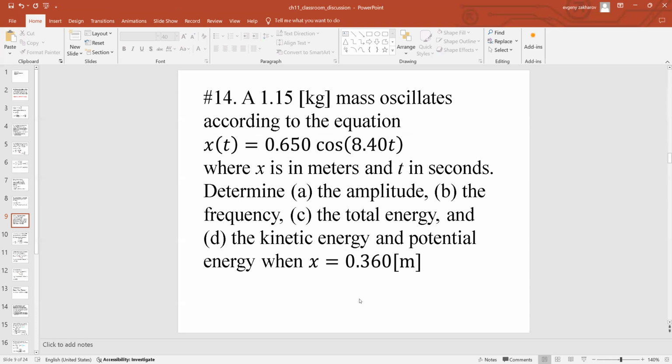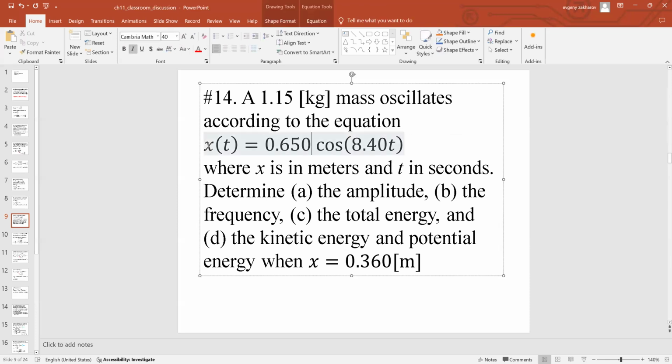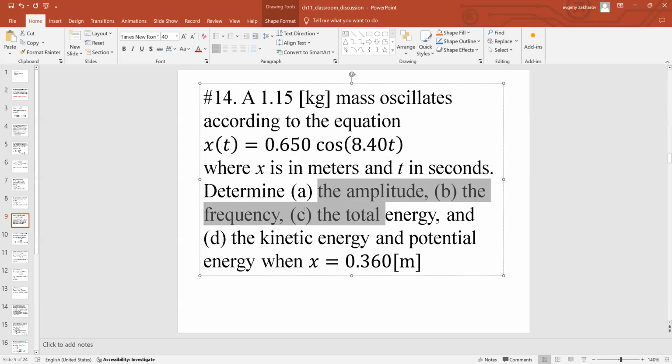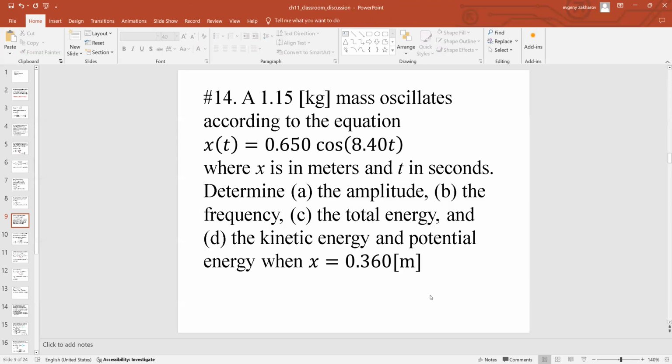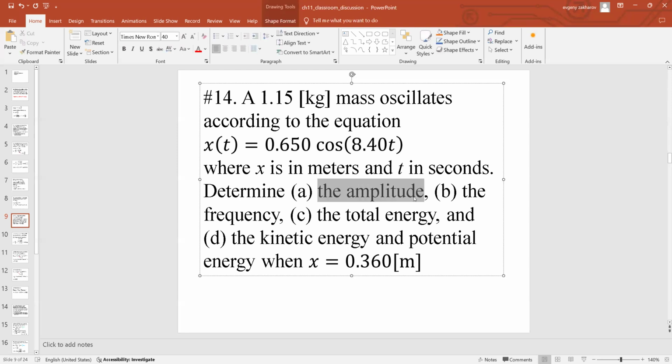Our next problem, now we do have the equation given. We had to figure out the equation before. Now we have the equation, and everything is in System International. You got meters and seconds, which is good, which is the only way to work with. And we have to determine amplitude, frequency, energy, so all sorts of questions to discuss. The amplitude is already there.